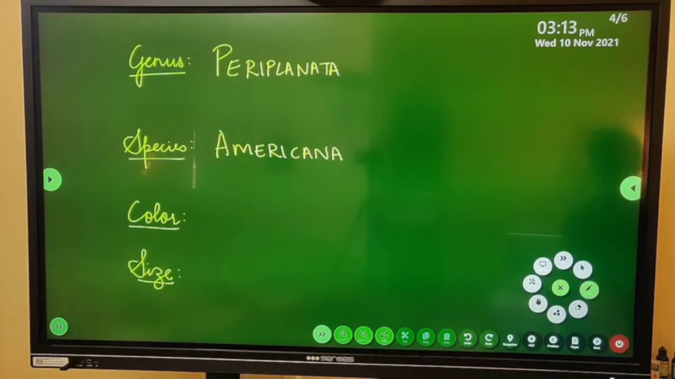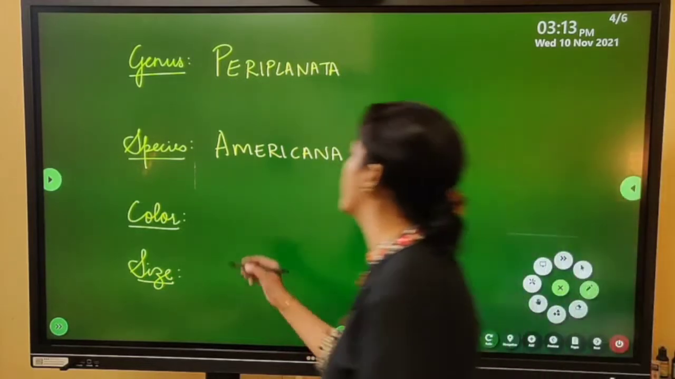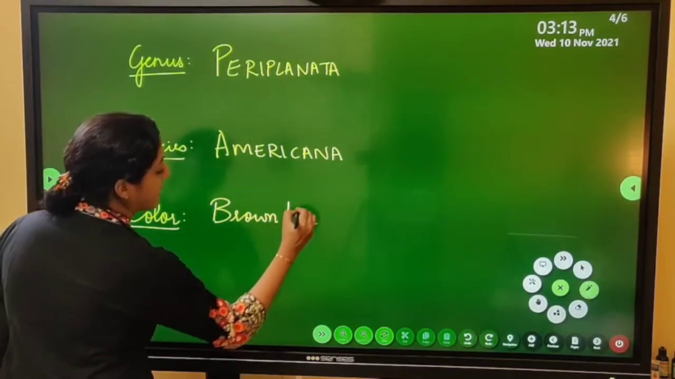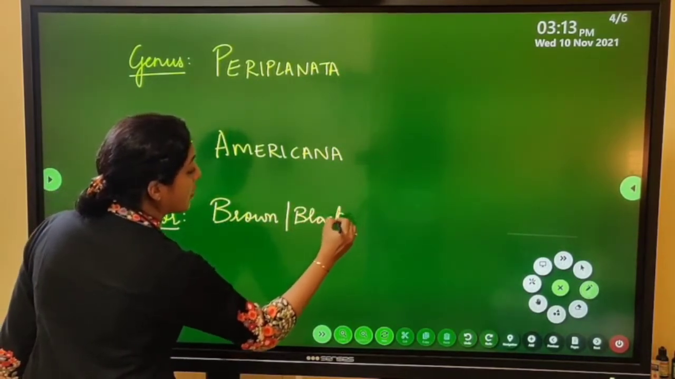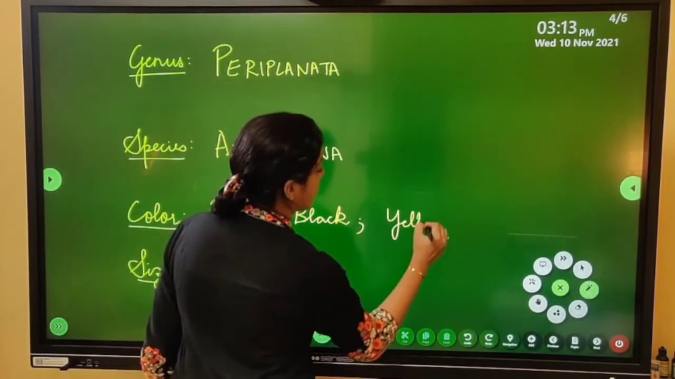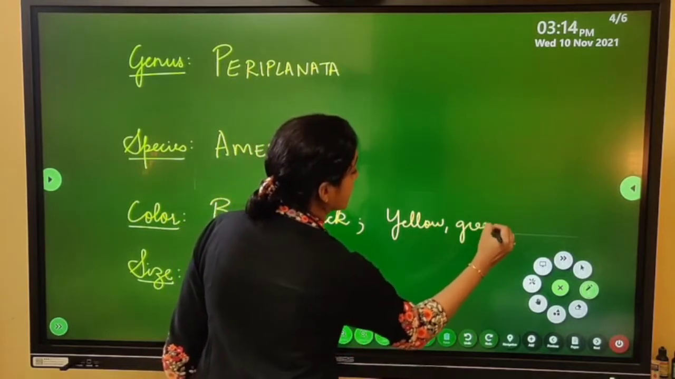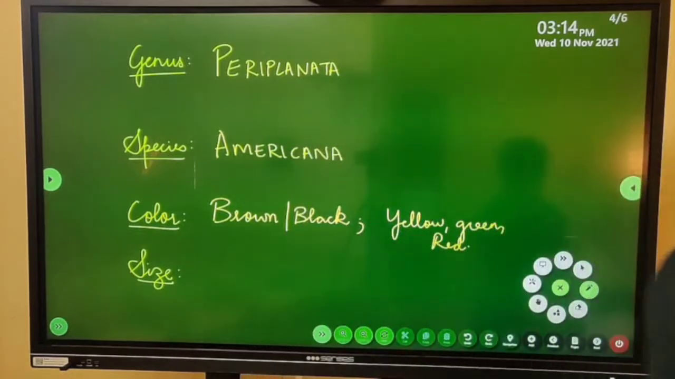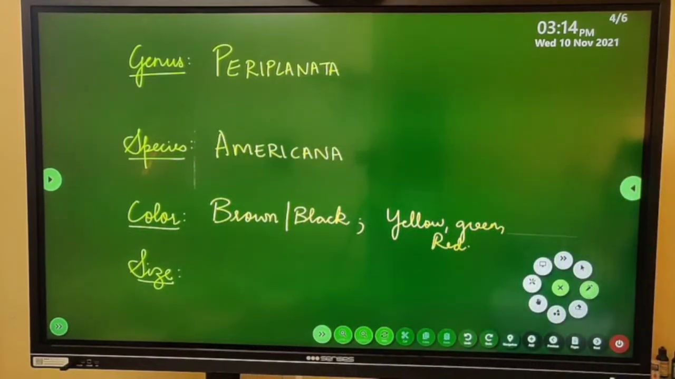Genus Periplaneta, species Americana. इसका color, the color is mostly brown black. However, other colors like yellow, green, red, cockroaches are seen in these colors also. So the color is brown black, but they may be seen in bright yellow, red and green colors.